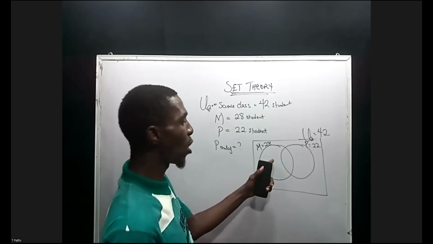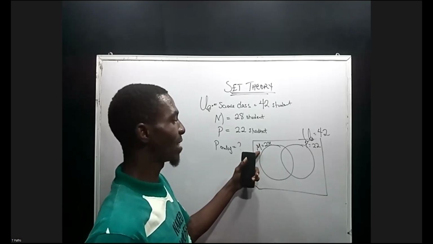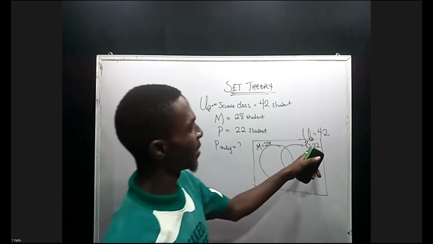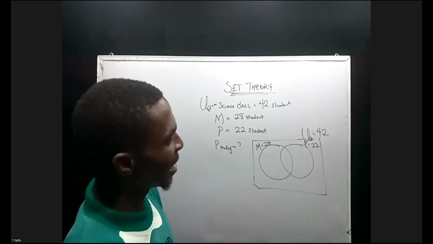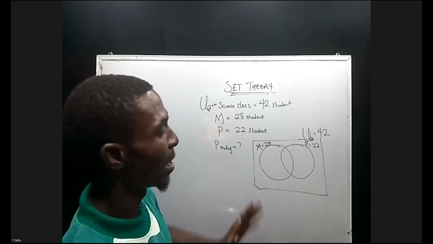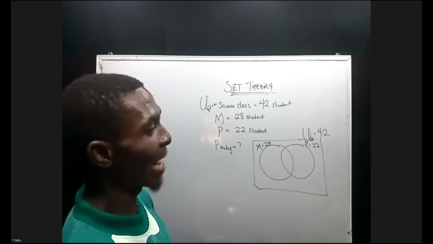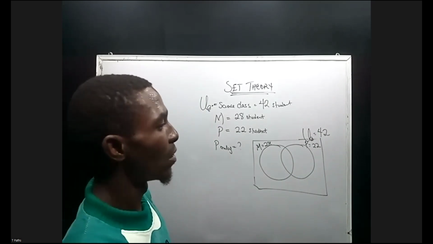If you can see the board, you can see where I put my labeling. The math 28 is outside, not inside the circle. The physics 22 is outside, not inside the circle. I believe this diagram is visible enough. Yes, sir.